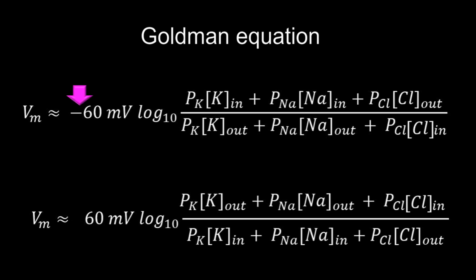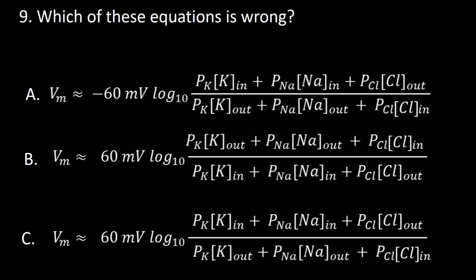If the first number is negative, the values in the dividend should be intracellular potassium, intracellular sodium, and extracellular chloride. If, on the other hand, the equation starts with a positive number, then in the dividend, the arrangement should be extracellular potassium, extracellular sodium, and intracellular chloride. So the answer to this question is C.